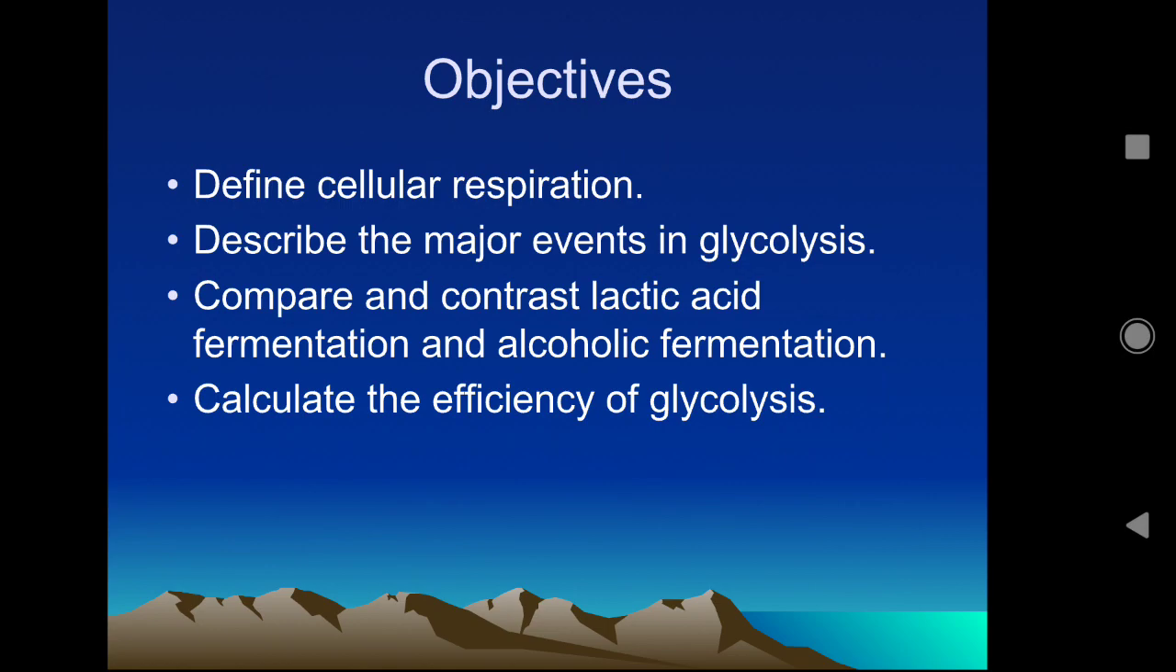We're also going to highlight the major events that occur during glycolysis, so all of the reactants, all of the products, and where it takes place. We're also going to compare and contrast lactic acid fermentation and alcoholic fermentation. So those are two alternative pathways that certain cells can use to continue to process the pyruvate into a temporary storage molecule. And we'll explain how they're different and how they're similar as well.